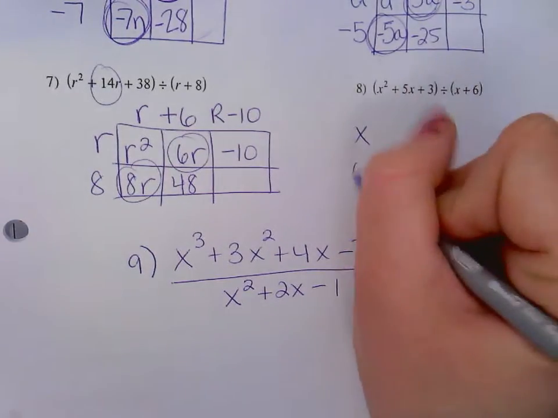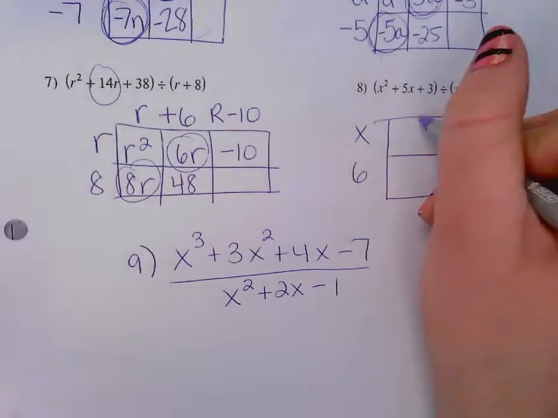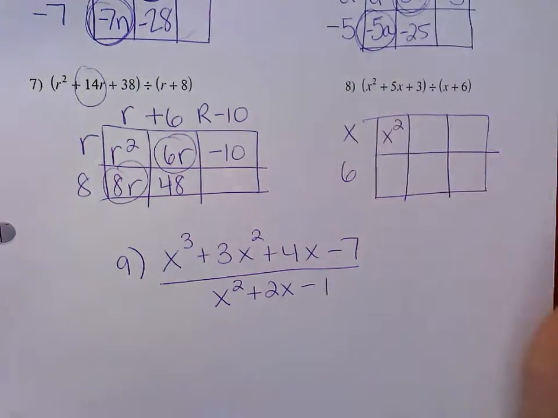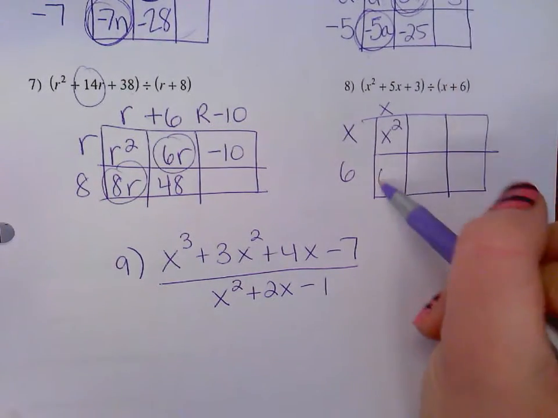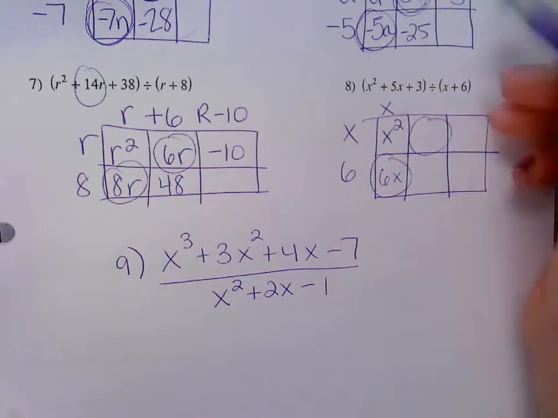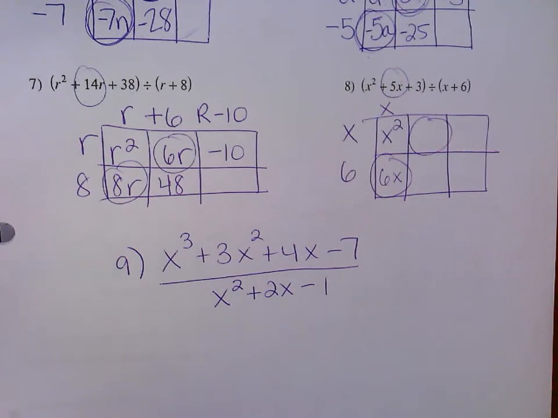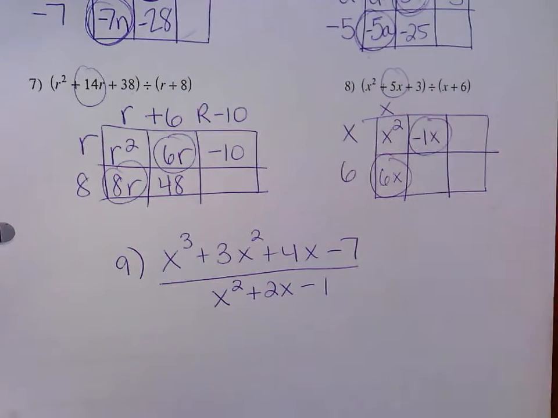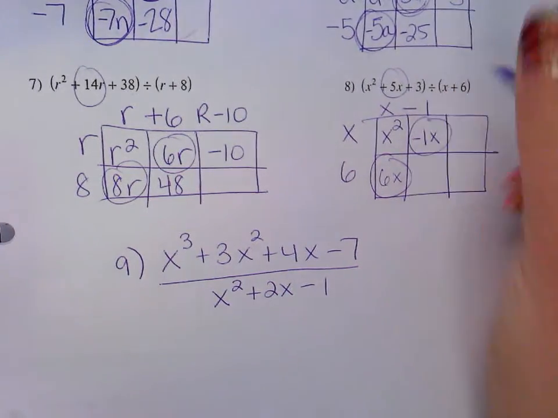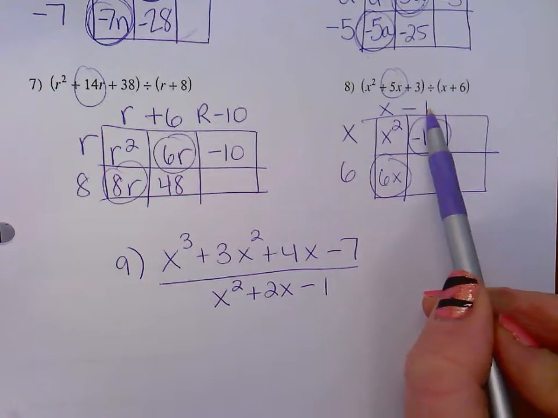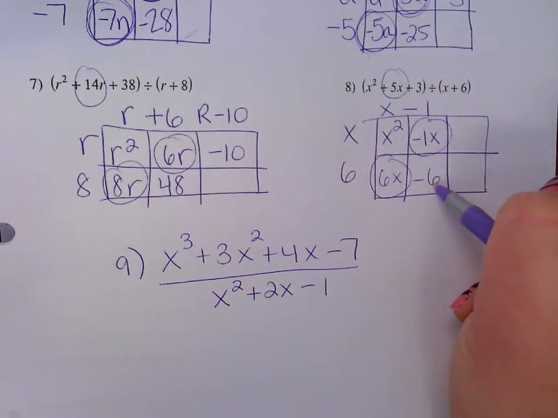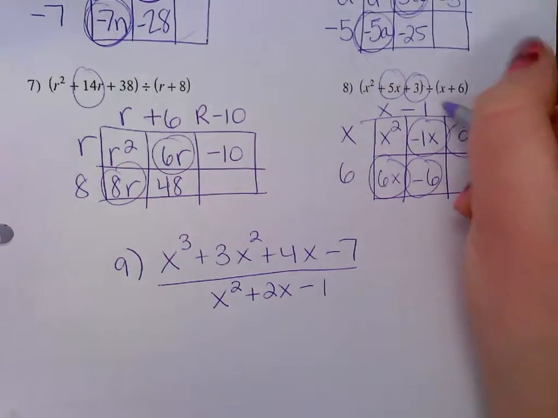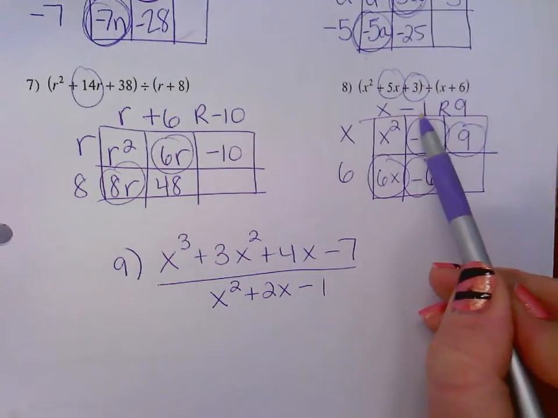And then this is x plus 6. So I have x squared, x, 6x. So I'm trying to build to get 5x. So I need to subtract 1x. So x minus 1 is my quotient. And then I get negative 6, but I need to get to positive 3, so my remainder is 9. So x minus 1 with a remainder of 9.